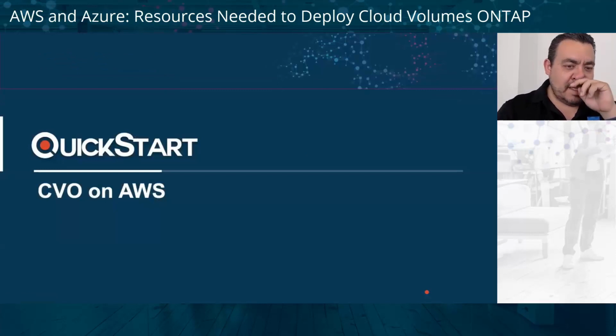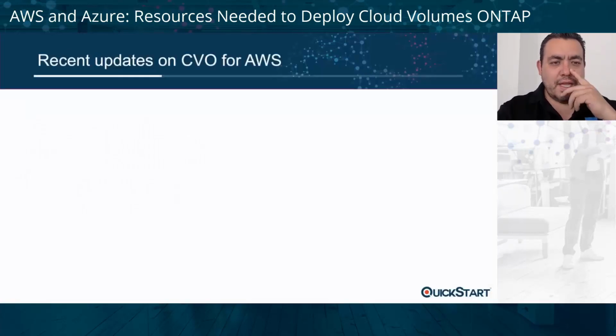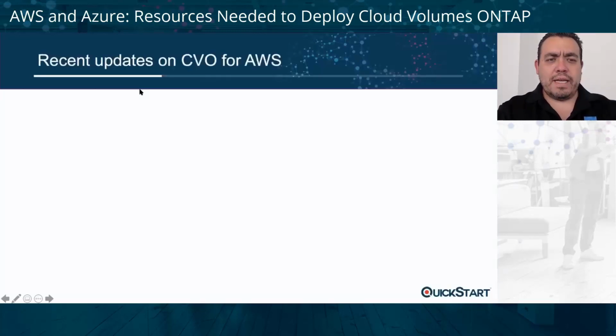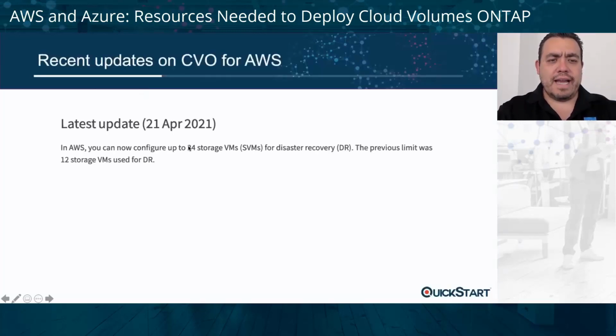So let's go and see some details on CVO, and let's start with AWS. Some updates that we have on 9.9: as you can see here, now you can configure up to 24 SVMs. We used to go with only 12 on AWS, and we used to go with only 1 on Azure. Okay, so now it's a huge change that you can deploy up to 24 SVMs. That's the way we can share the space with the end users.